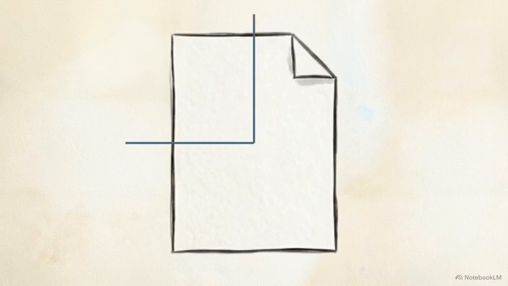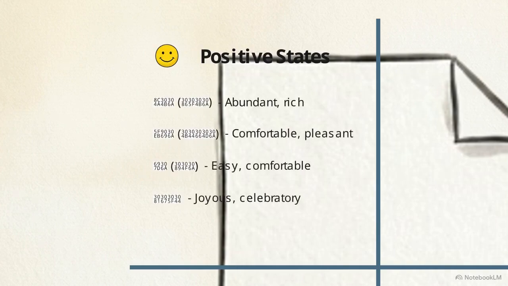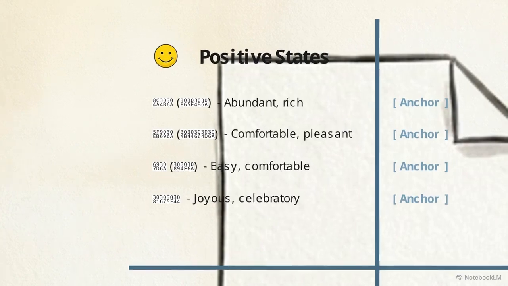Let's set up your canvas. Draw a large cross dividing your page into 4 equal sections. We'll start in the top left quadrant. This is our positive state zone, dealing with comfort and abundance. Write down these 4 core adjectives: yutakana, kaitekina, rakuna, and medetai. Don't write full dictionary definitions. Write exactly one short anchor phrase next to each word.